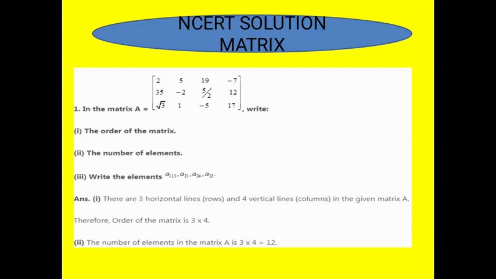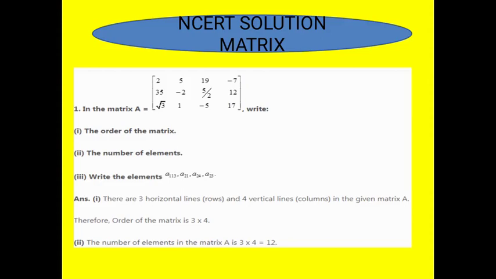So, how many rows are here? There are 3 rows. And how many columns are here? First column is 2, 35, root 3. Second column is 5, minus 2, 1. Third column is 19, 5 by 2, minus 5. And fourth column is minus 7, 12, 17. So how many columns are here? There are 4 columns. So what is the order of this matrix? So order of this matrix is 3 cross 4. This is the answer of the first part. Order of the matrix is 3 cross 4.